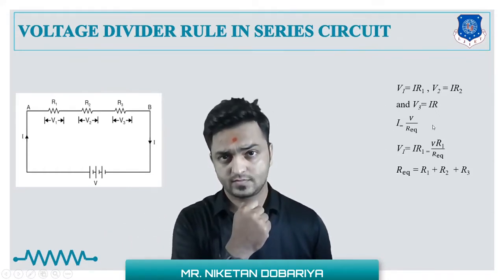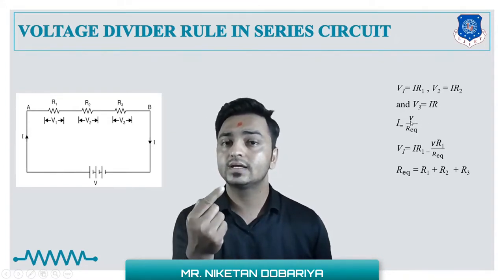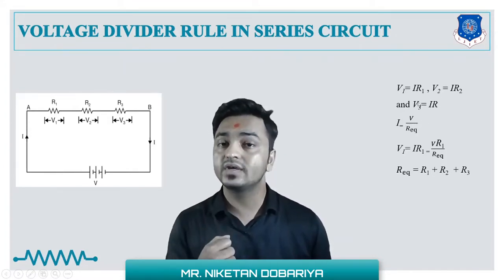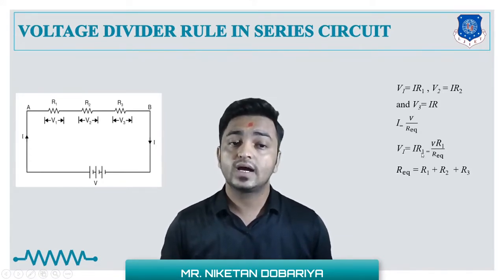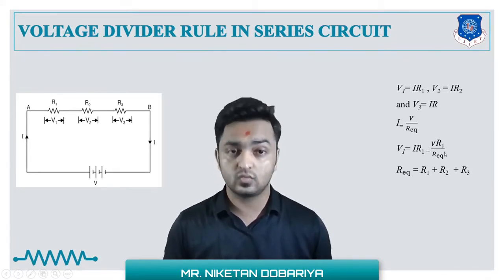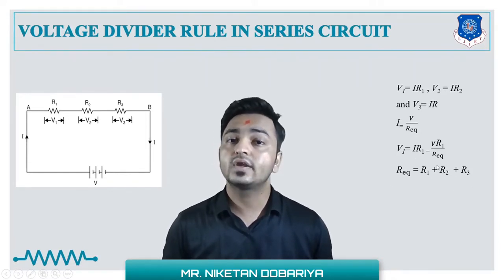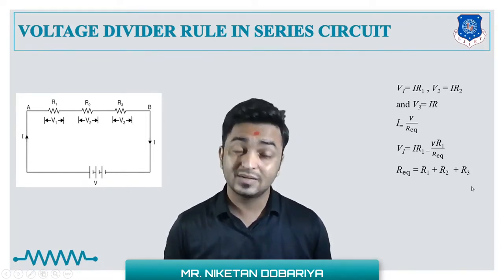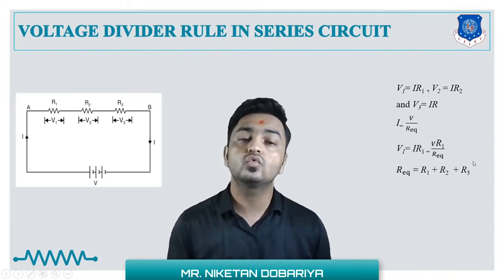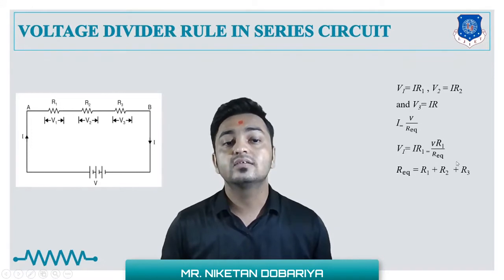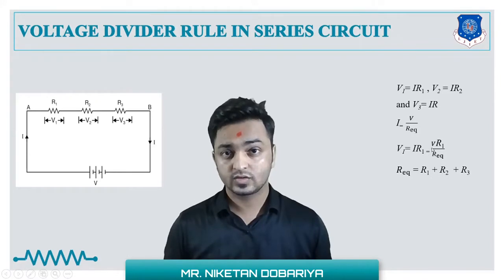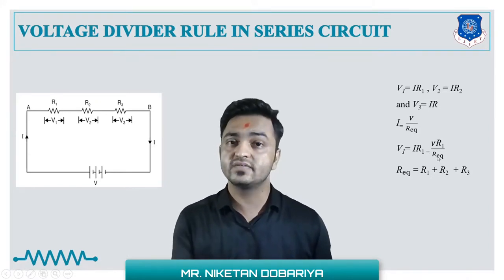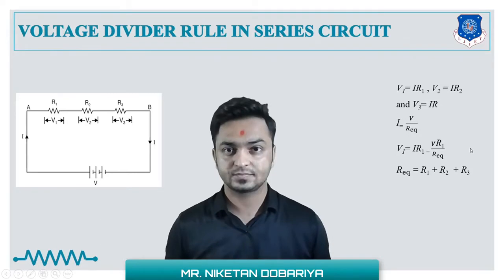If we put this value of I into our previous equation of V1, that is going to be V1 is equal to V by R equivalent into R1, where R equivalent is R1 plus R2 plus R3. In a similar way you can find the values of V2 and V3, and this will provide the equations of V1, V2, V3 in the form of supply voltage. So that is the mathematical form of the voltage divider rule in a series circuit.